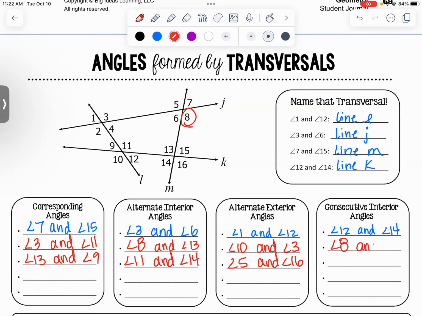All right, let's move to consecutive interior. Brayden, if I pick angle 8, what's the consecutive interior angle? 16. Interior. 15. It would be 15. We've got to stay inside. And last but not least, my dearest Harvey. Angle 6, what would its consecutive interior angle be? Angle 13 would work. What's another right answer? Angle 4. Yeah.